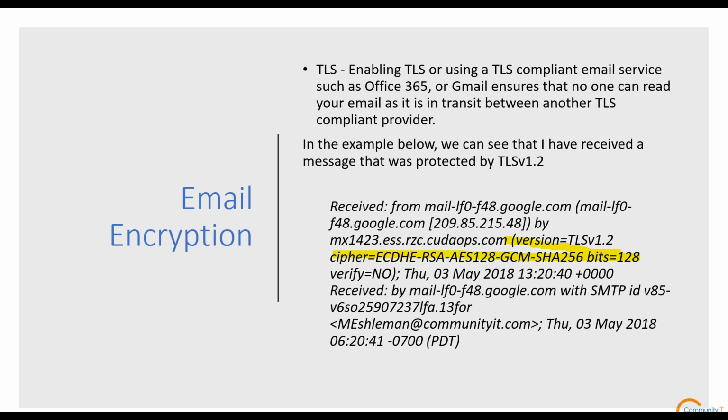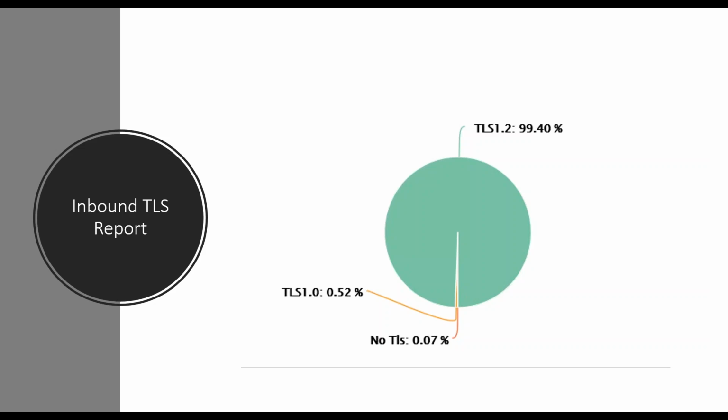So that is a handoff that is handled securely between those two providers because they have both implemented TLS. And as an example, this is the inbound TLS report for Community IT. So this is our Office 365 TLS report. You can see that 99% of our messages were delivered with inbound TLS v1.2, which is the most current version. We did have a very small percentage of messages that were on TLS 1.0, which is going to be deprecated. And then there's probably a message or two that was delivered without TLS.